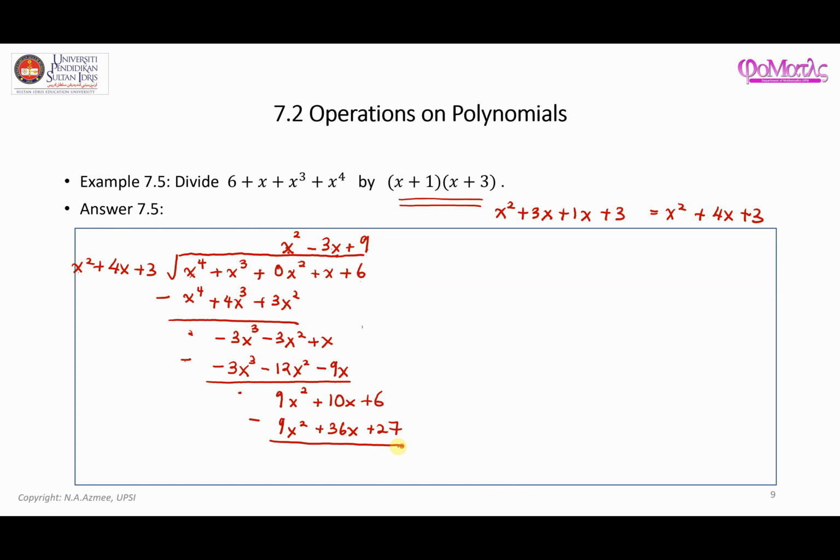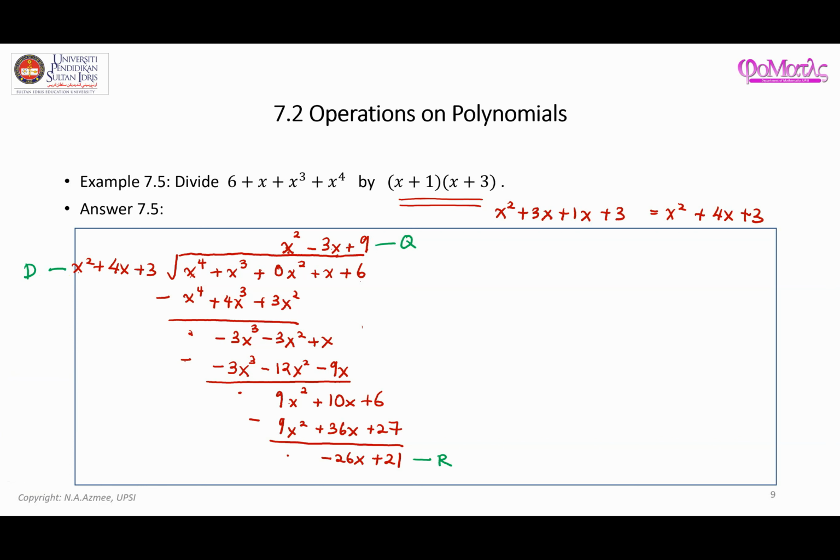Subtract. So 9x squared minus 9x squared, this is gone, 0. 10 minus 36, it will be negative 26x. 6 minus 27, so that would be positive 21. So this is my remainder. Okay, so this is the remainder, this is the quotient, this is the divisor.